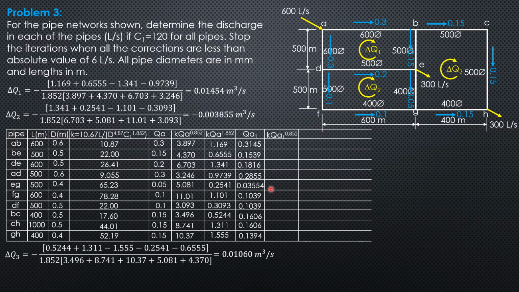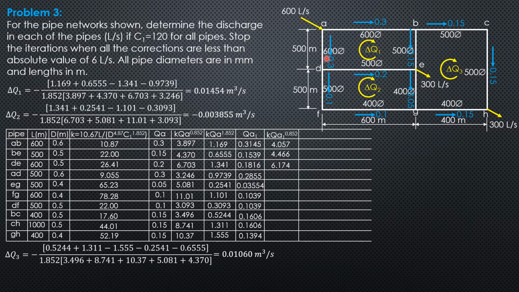DE is common to loops 1 and 2. So for loop 1, DE is the previous 0.2, minus delta Q1 minus 0.01454, then plus delta Q2 plus negative 0.003855. So you get 0.1816 to 4 significant figures.